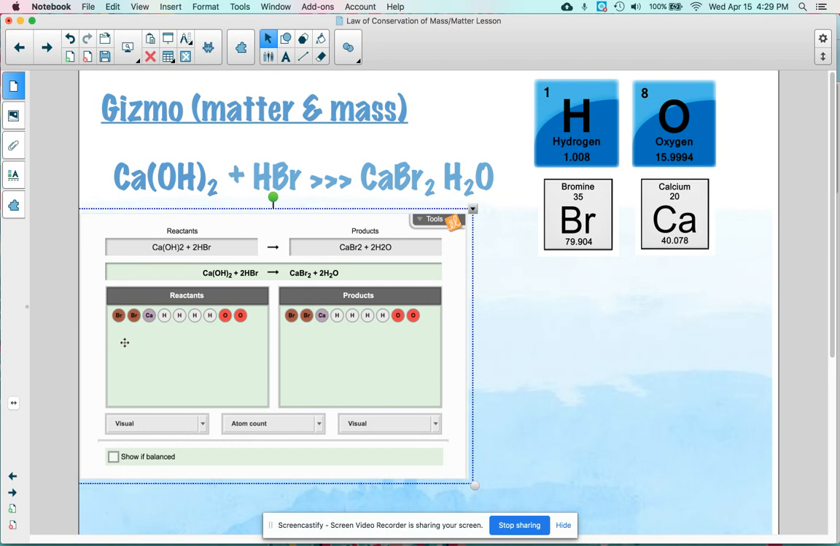So now let's figure out if the law of conservation of mass is met. Remember, if the law of conservation of matter is met, then the law of conservation of mass is met. But you might need to prove it, which is what it wanted you to do here.